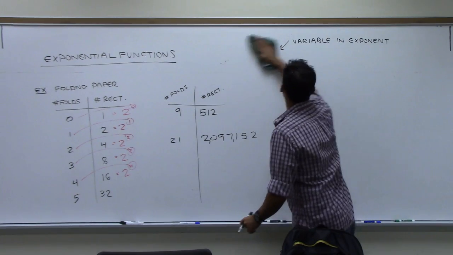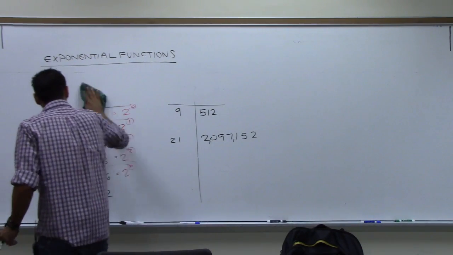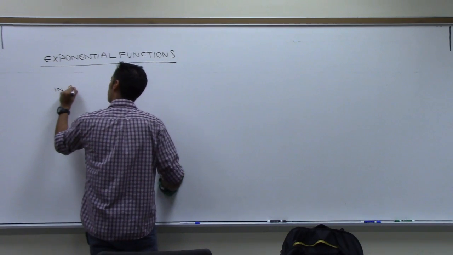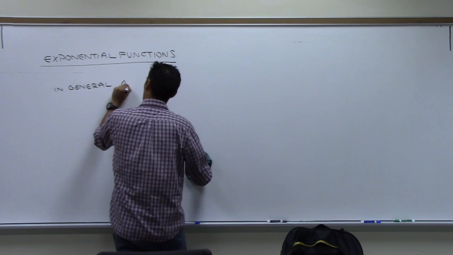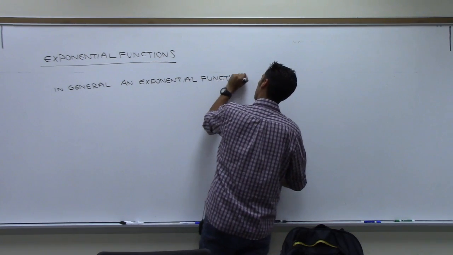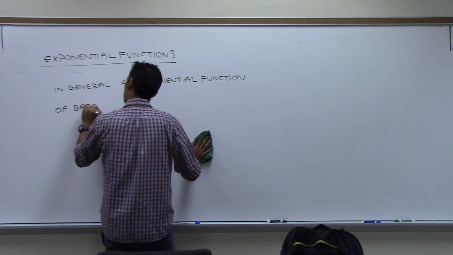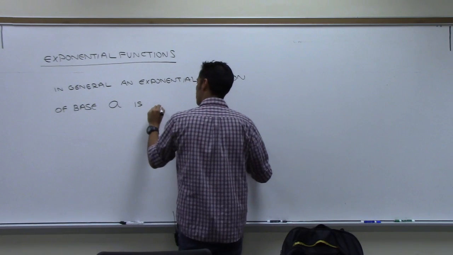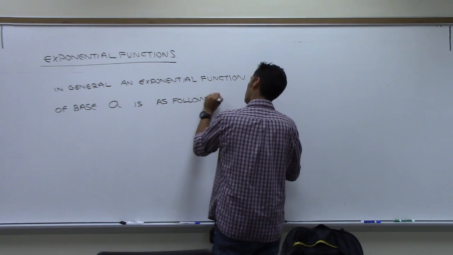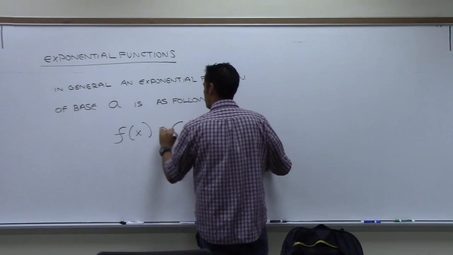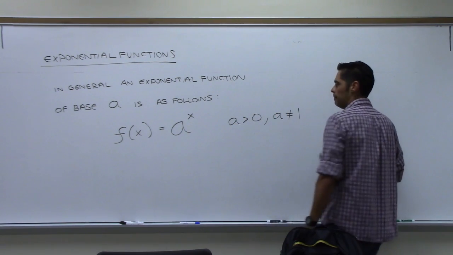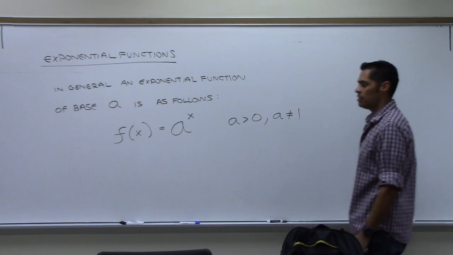All right, let's get to a general definition for an exponential function. In general, an exponential function of base a is as follows. It is a function, you write f of x equals a raised to the x, where a is greater than 0 and a is not equal to 1. All exponential functions look like this.